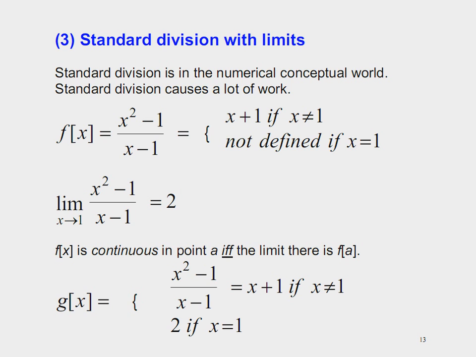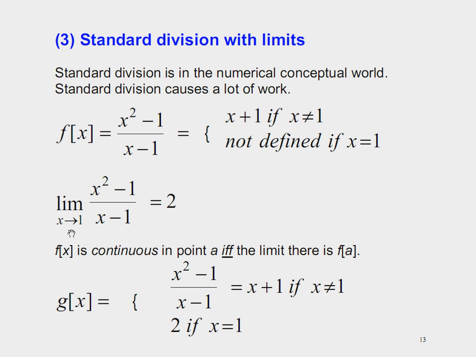Let us look at the standard notion of division and see how limits are used in there. The standard notion of division takes place in the conceptual world of numerics, and it causes a lot of work. For example, if we take a function defined as the ratio x squared minus 1 divided by x minus 1, then when x is 1, the denominator becomes 0, hence the whole expression is not defined. In the other case, we can factor this, divide by x minus 1, and have x plus 1 as the result, which can be done if x is not equal to 1, a very complex result for this functional expression.